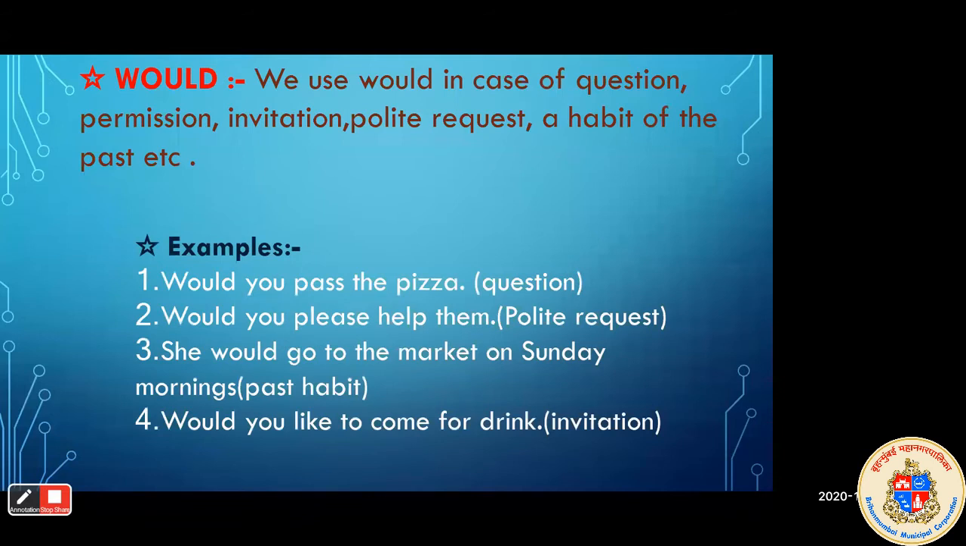Yes. Read this example. If you want to read, unmute yourself.